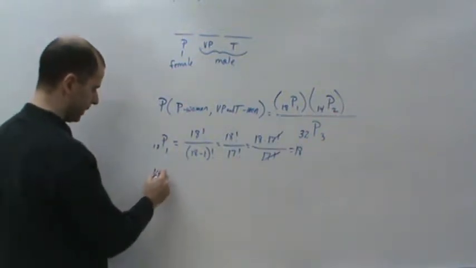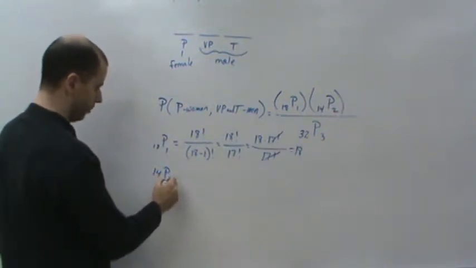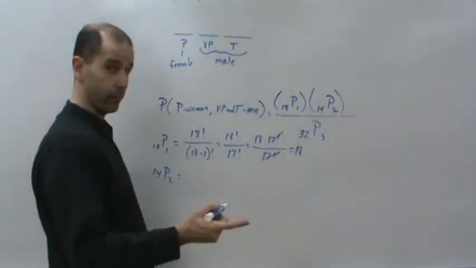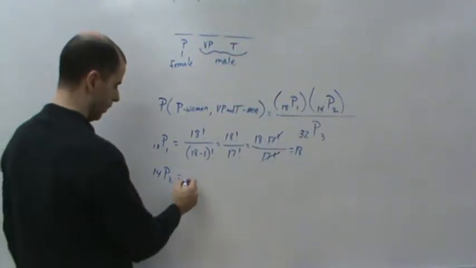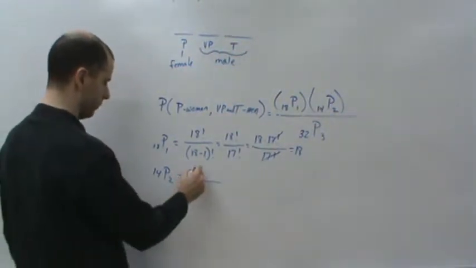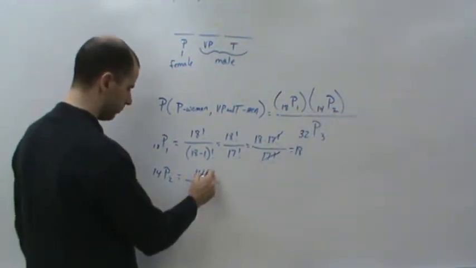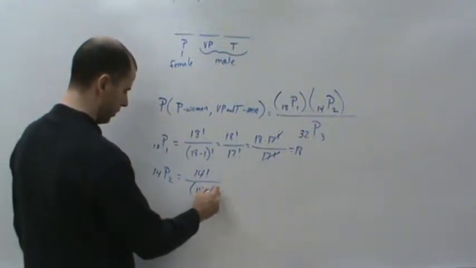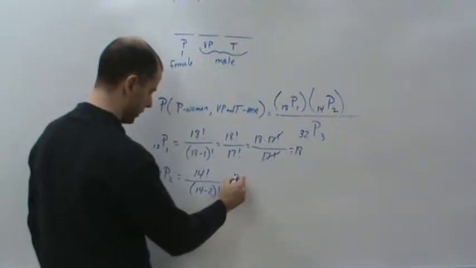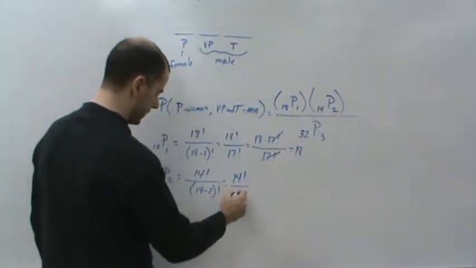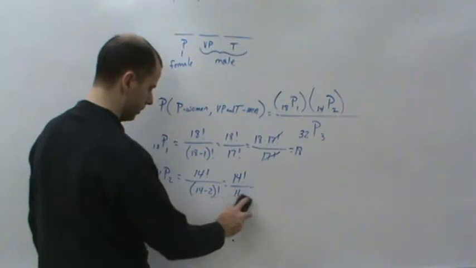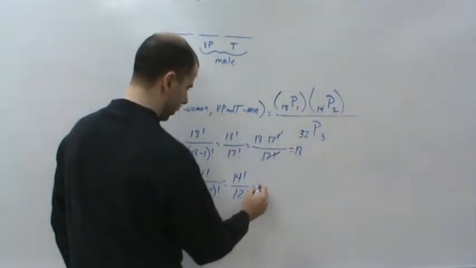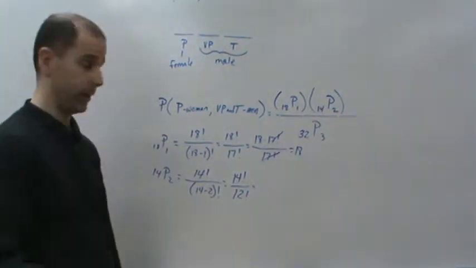Let's do 14p2. How many different ways can I choose two men out of 14 when order matters with no repeats? Well, that's permutations, right? So it's going to be 14 factorial over 14 minus 2 factorial, which is going to be 14 factorial over, excuse me, 12 factorial.